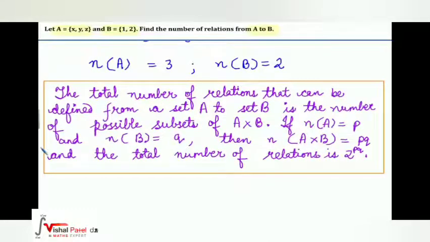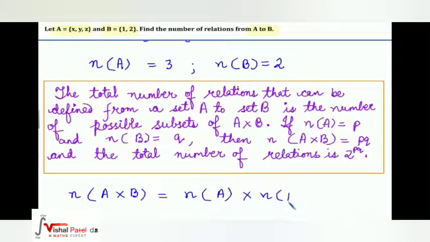So the formula is: the total number of relations that can be defined from set A to set B is the number of possible subsets of A cross B. If number of A is equal to p, number of B is equal to q, then number of A cross B is equal to pq, and the total number of relations is 2 raised to pq. Or you can also write it as 2 raised to the number of A cross B. So number of A cross B is equal to number of A into number of B.